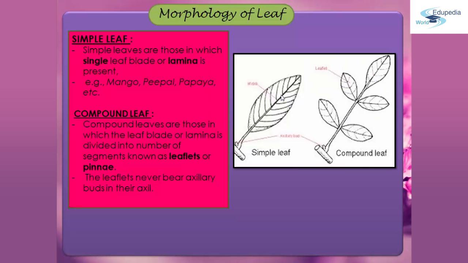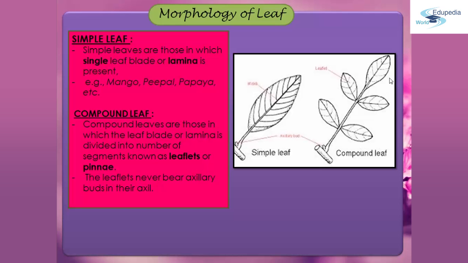Now comes the type of the leaves. First is your simple leaf. A leaf is said to be simple when its lamina is entire or when incised, the incisions do not touch the midrib. As you can see, these are the incisions which have not touched the midrib, unlike a compound leaf. See, the incision has come down to the midrib, and that's why all these have got segregated. So the simple leaves are those in which a single leaf blade or lamina is present. For example, it is seen in mango, peepal, papaya, etc.